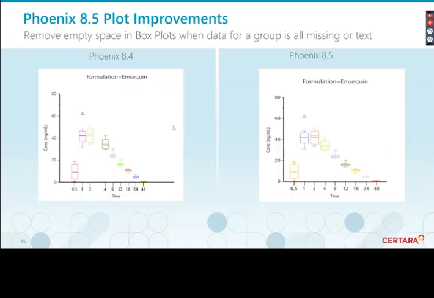I'll also like to point out that in previous versions of Phoenix, in some cases, you might see some spacing between the box plots. This was due to the fact that this data set has a time 3. However, that time 3 has all BQL values or values that are not numeric. Previous versions of Phoenix will detect that time and save a space, but the data would not be plotted. This has been removed in 8.5, and that spacing is now gone.